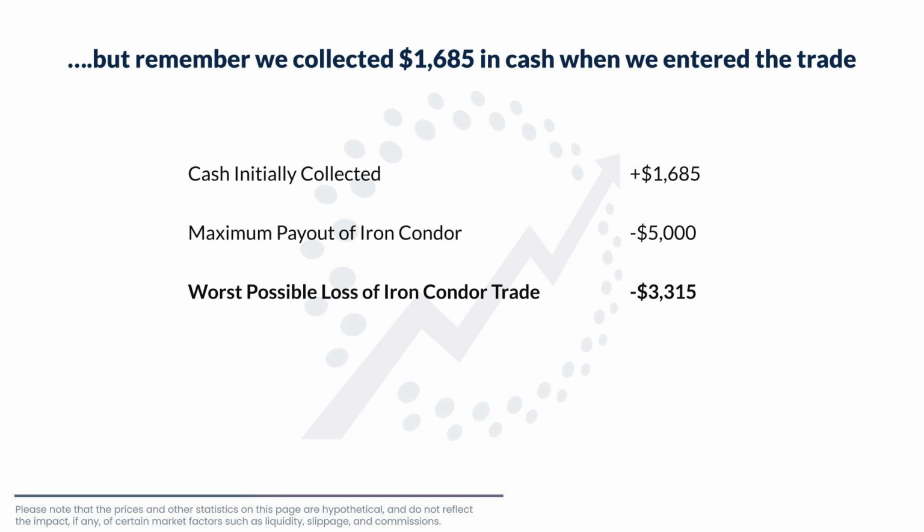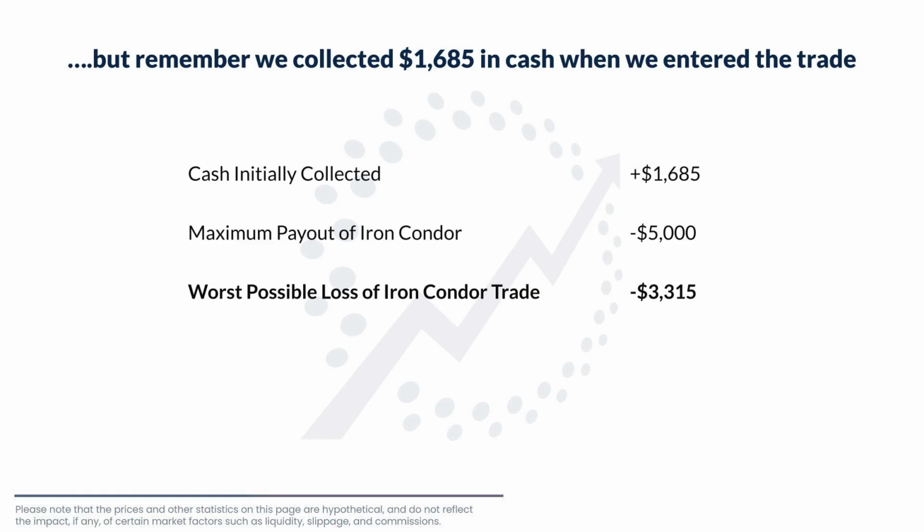But there's one more thing we need to keep in mind, and that is that we collected, remember, $1,685 when we first entered the trade. And so in reality, the worst loss actually is $3,315, because we could, in the worst case, pay out $5,000, but we received initially $1,685.